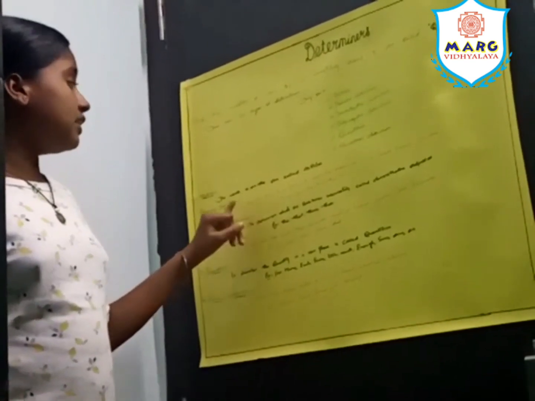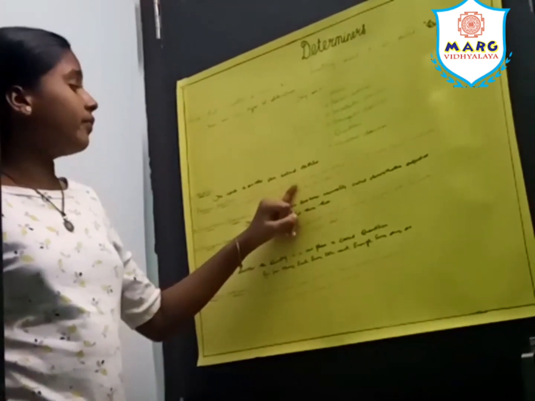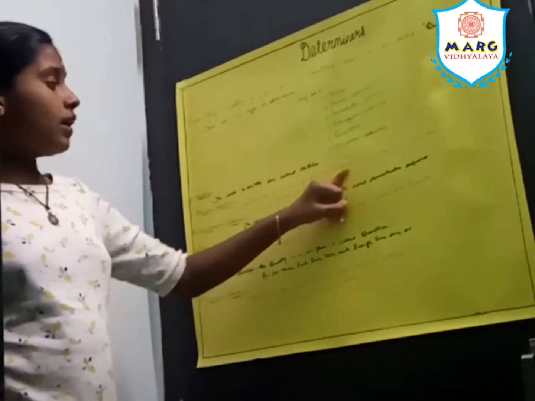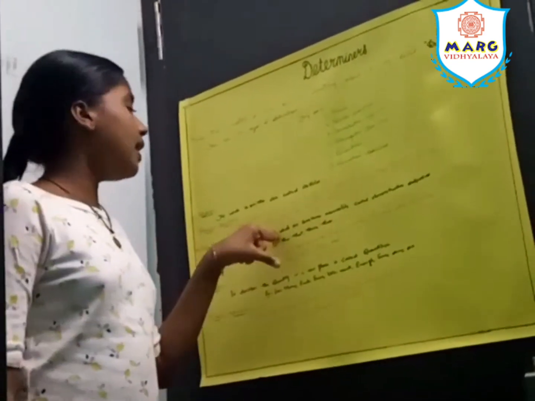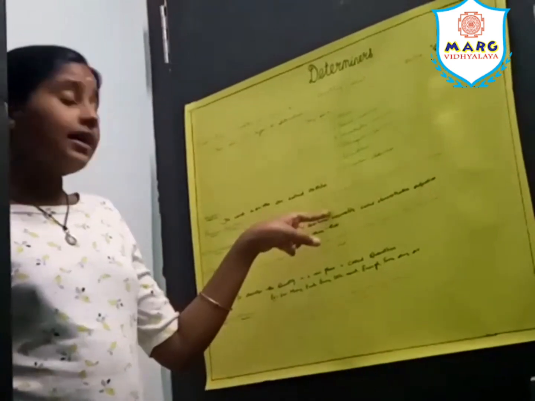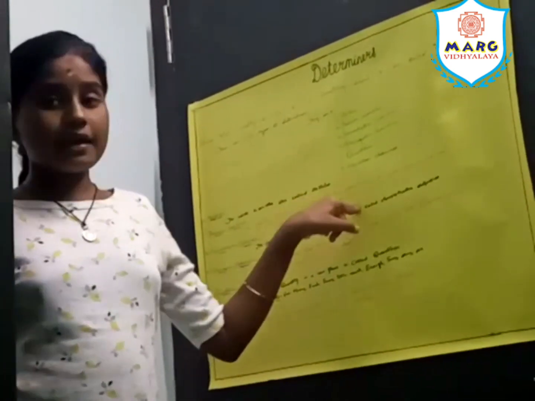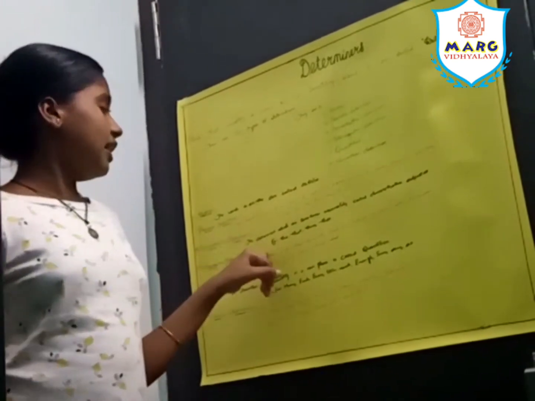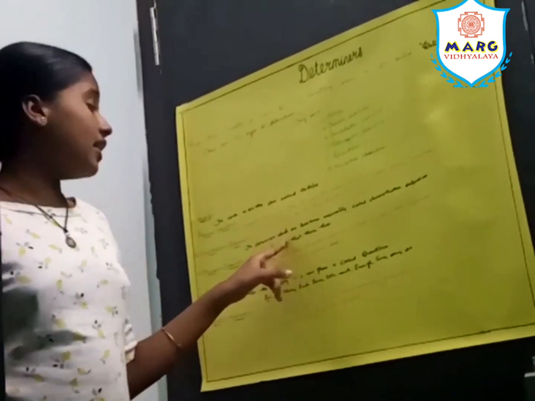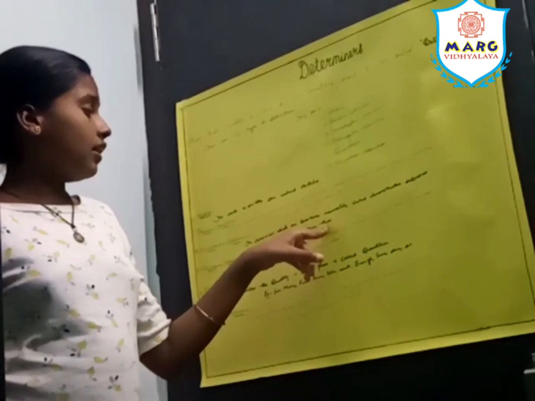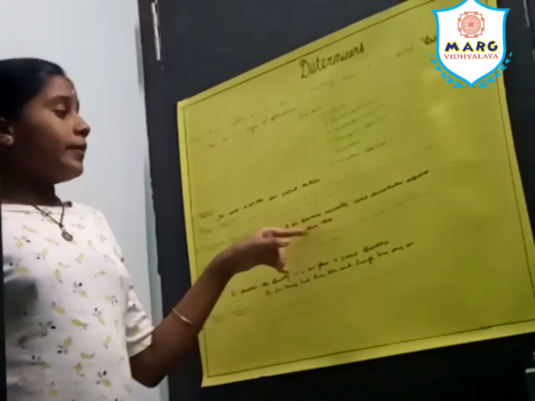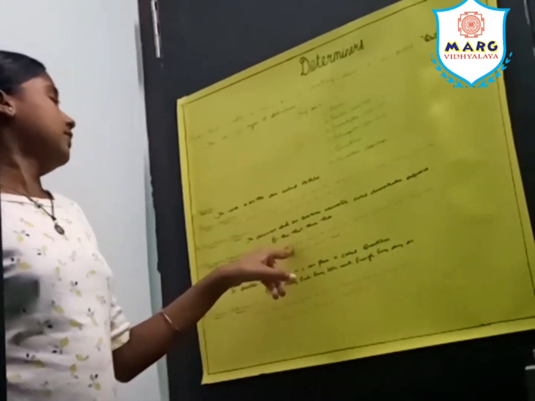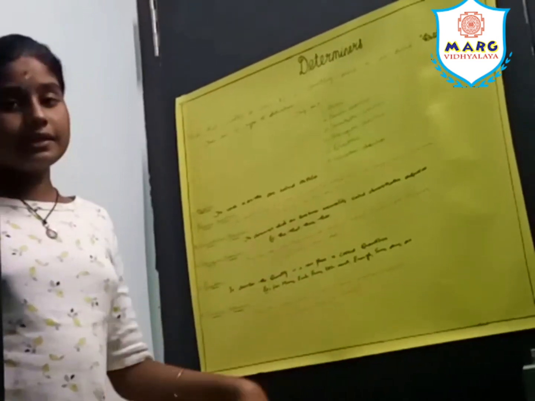Possessive determiners. The possessive form of a noun is called a possessive determiner. Examples: my, our, your, her, his, their, its. Demonstrative determiners. These are sometimes inaccurately called demonstrative adjectives. Examples: that, this, those.